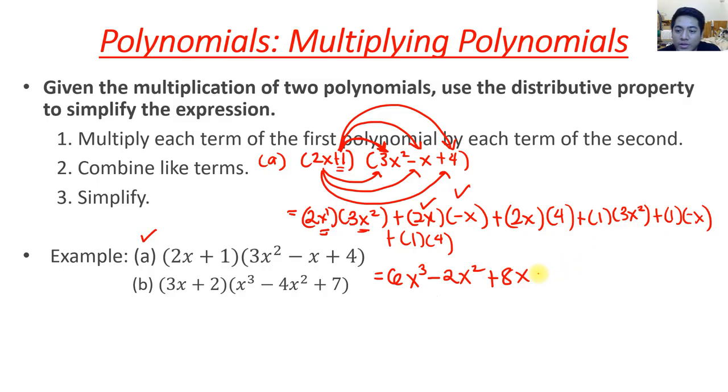And 1 times 3x squared, obviously 3x squared. 1 times negative x becomes negative x. 1 times 4 would become positive 4. Okay? So simplify. Combining like terms.